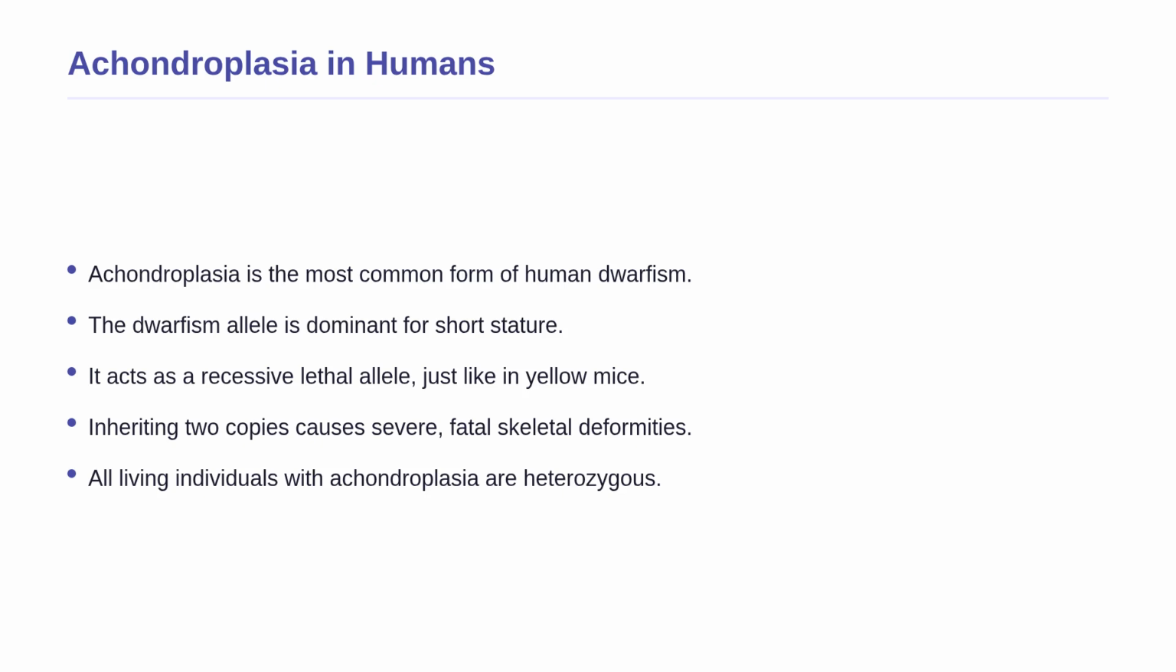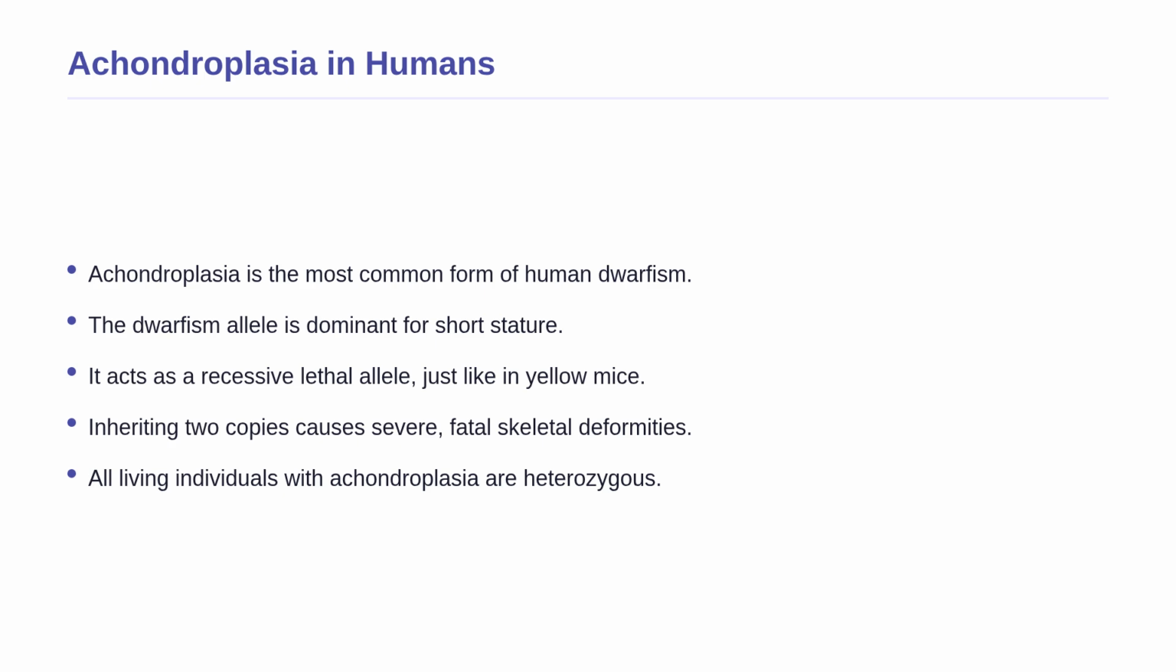Now that we understand the mechanics, let us apply this concept to a real-world human condition called achondroplasia. This is the most common form of dwarfism in humans. The allele that causes achondroplasia is dominant for the physical trait of short stature, meaning a person only needs 1 copy to have dwarfism. However, just like the yellow mice, this exact same allele is a recessive lethal allele.